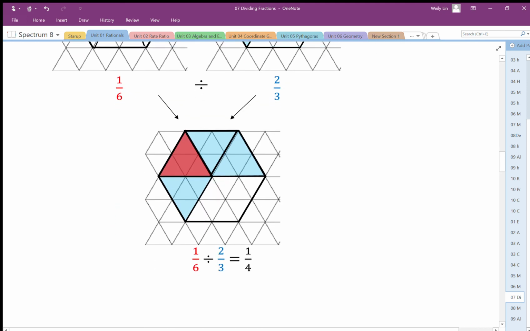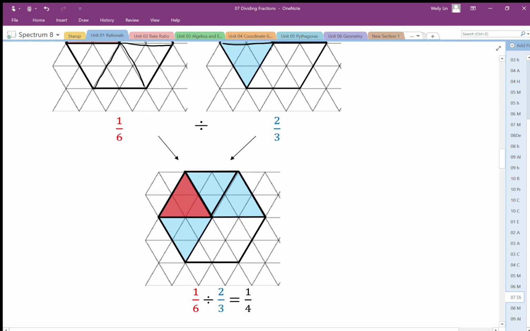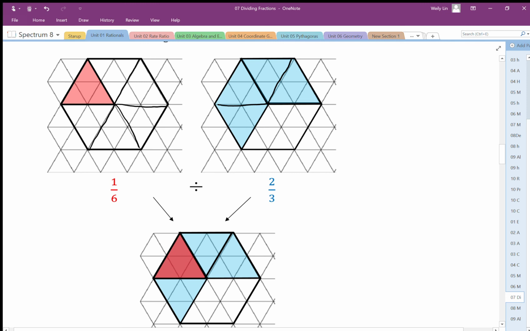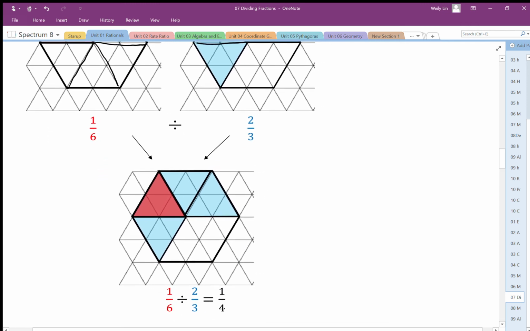So the answer to this division of 1/6 divided by 2/3 is 1/4, or how many 2/3 can fit inside a 1/6 fraction? Well, only 1/4 of the blue can fit inside the red, so the answer should be 1/4. So we can confirm this in a few different ways, in terms of a ratio, or in terms of how many denominators fit into the numerator. So we have these models that we can use to confirm exactly what's going on. Okay.